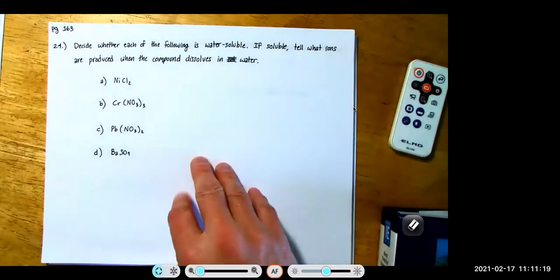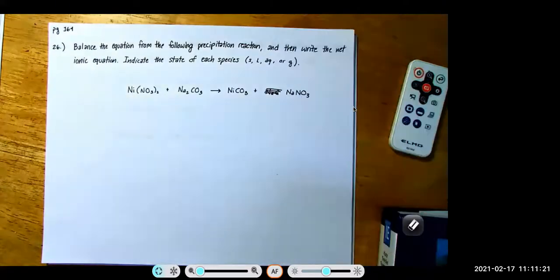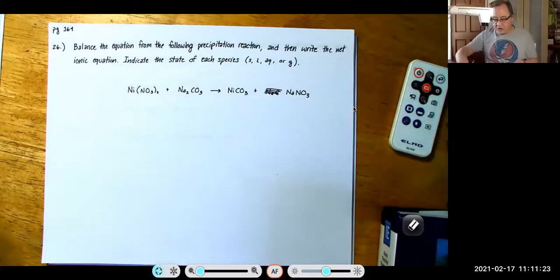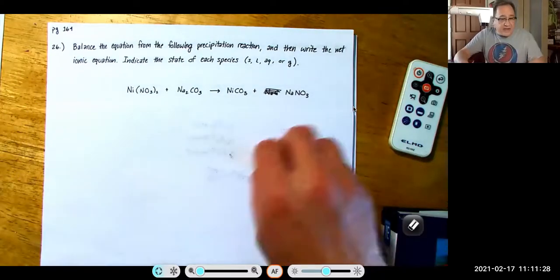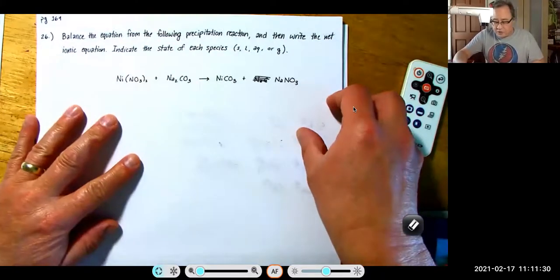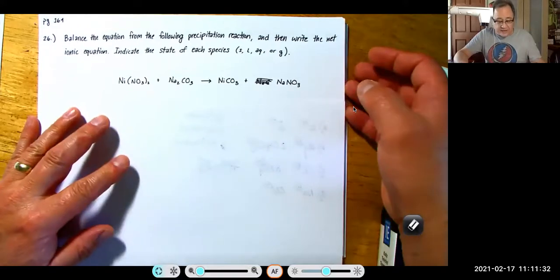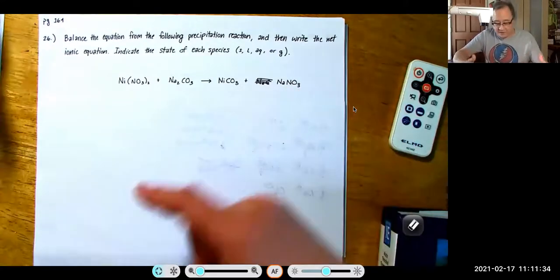Okay, those are all things that we should definitely memorize. Yeah. You should try to memorize the solubility rules that I gave you, because when you're doing problems like this, especially on a test, you don't want to have to refer to a chart and figure it out.